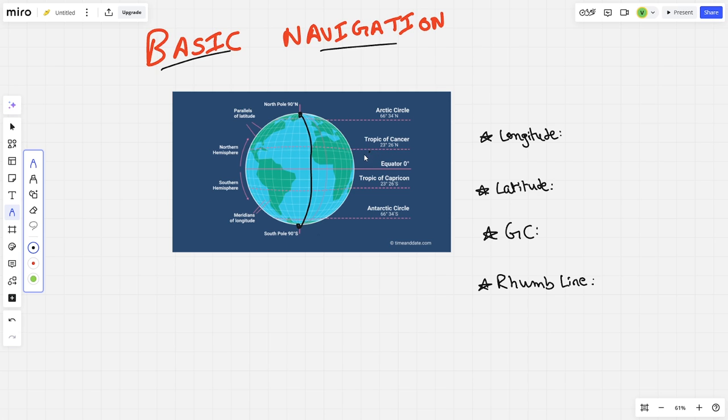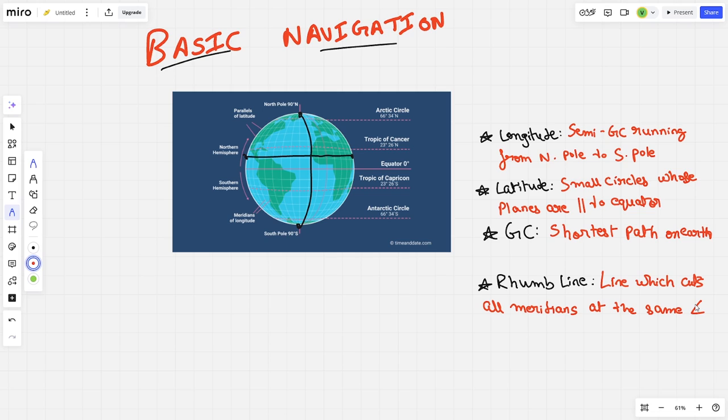Latitudes are basically rhumb lines, we'll get to that in a second as well, that run from the prime meridian all the way across the world, which will go somewhere like this and back. But for our purposes right now, basically, this is a parallel of latitude, and the vertical line is a longitude or a meridian.